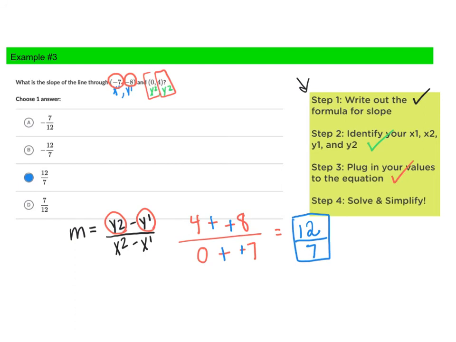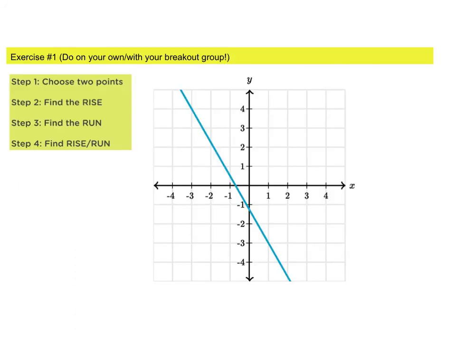All right, please take 5 minutes to complete exercise 1 before we go over it. Step 1, choose 2 points. Step 2, find the rise, then find the run, and then find the rise over the run. Divide those two things out and actually tell me what your slope is. 5 minutes starts now.